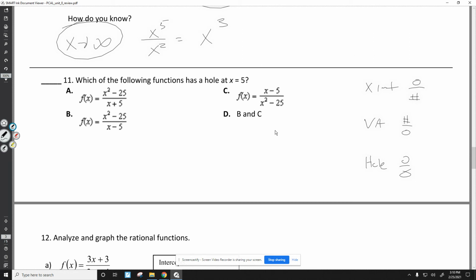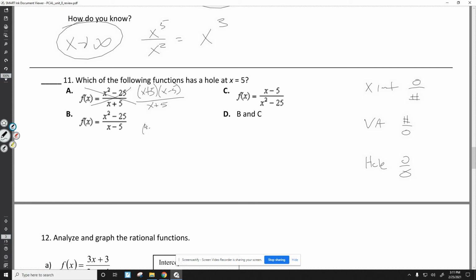Holes, 0 over 0. What you want to do to figure out if you have a 0 over 0, and to figure out when you have an x-intercept or a vertical asymptote, is factor the top and bottom. If you get a 0 over 0, that's the location of a hole. Well, if I plugged in negative 5, that's 0 over 0. Negative 5 would be a location of a hole for this one. But not 5. 5 is the location of an x-intercept, so that's gone.